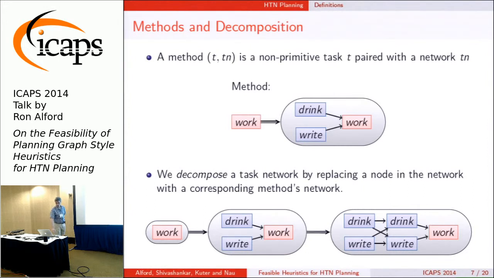So it's a recursive decomposition. We decompose a task network by replacing a node in the network with a corresponding method's network. So here we start off with work, and we replace it by its method to get drink, write, and work. And we replace it again to get drink, write, and then work some more. So we will never finish our work.